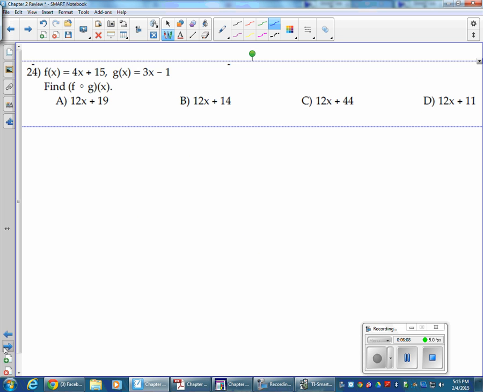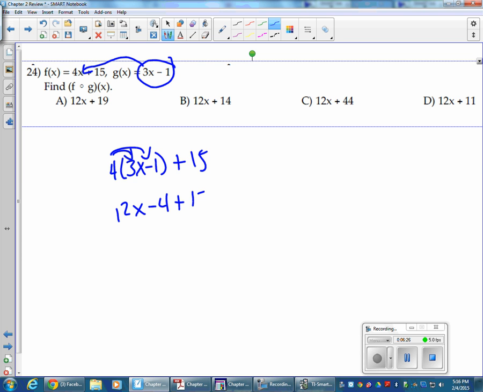All right, number 24, f of g of x means just take the g of x equation, this one, and put it in for x in f. So instead of 4 times x plus 15, it becomes 4 times 3x minus 1 plus 15. Distribute, that would be 12x minus 4 plus 15, which is 12x plus 11. So my answer is D.